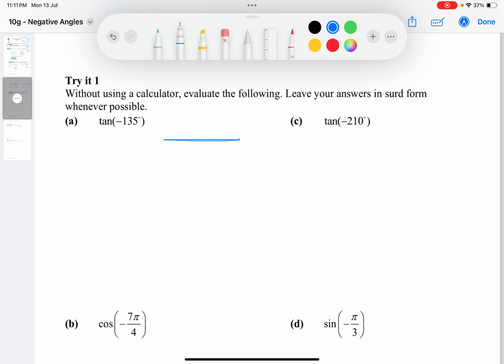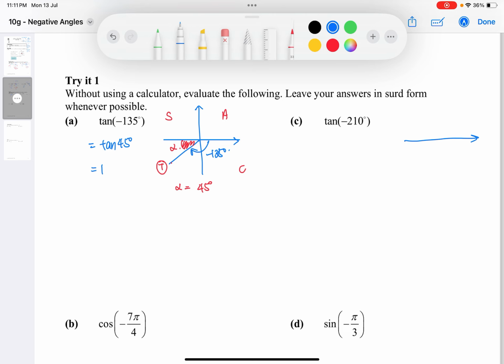So let's run through. Tangent of negative 135 degrees, it's over here. This is the basic angle, which is 45. In the third quadrant, tangent is positive. So this is just equal to the positive tangent 45 degrees, which is 1.